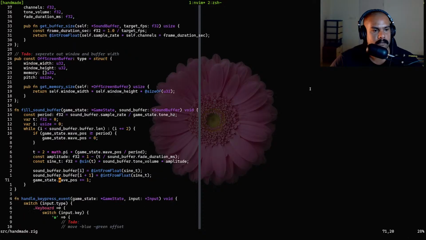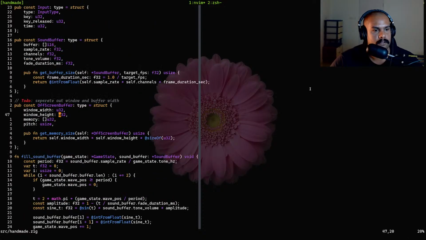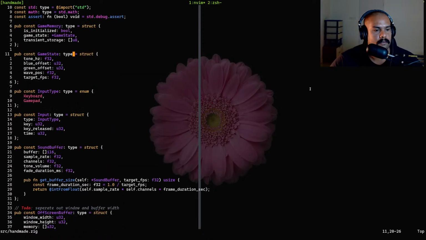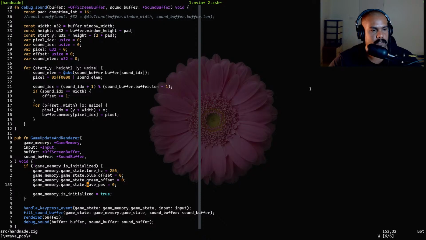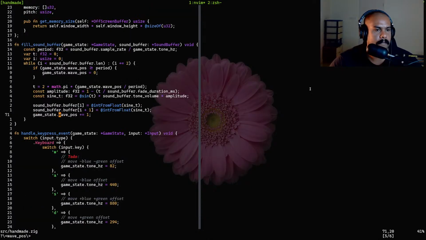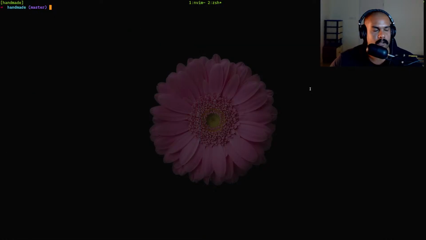very simple solution. Where is my game state? Here. I just added wave position to the game state, and yep, then just increase the wave position in the game state. That's it, really. And now it works, which is, yeah, I'm quite pleased with that.